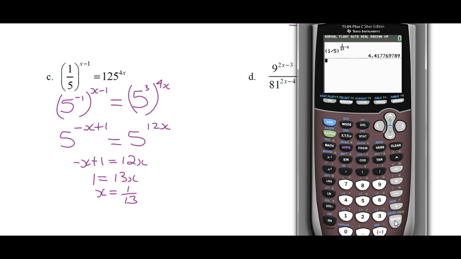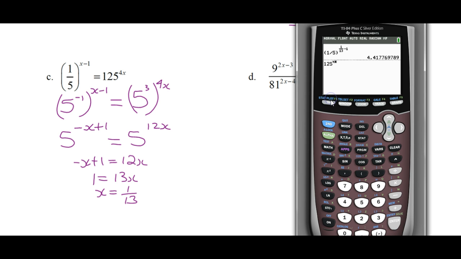Yeah, there's another way, if you have a less able calculator, if you don't have the latest firmware. So we got that number, and then I've got 125 to the power of 4 times 1/13. What should happen when I hit enter? We get the same number. So it really is 1/13. x really is 1/13.